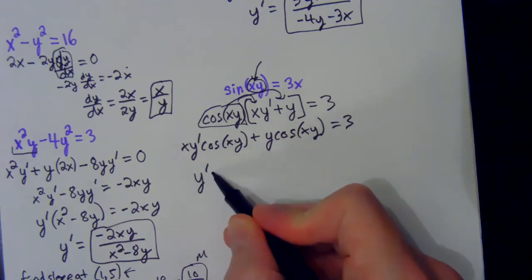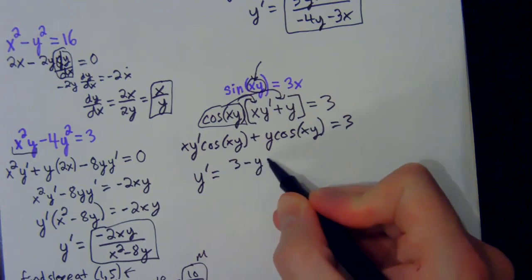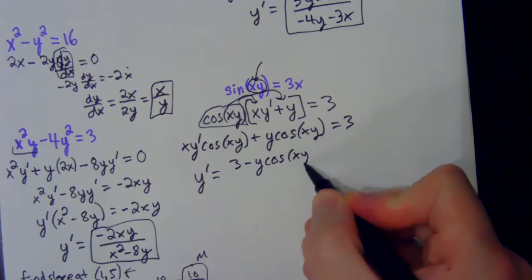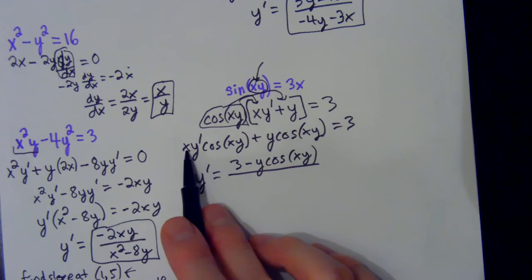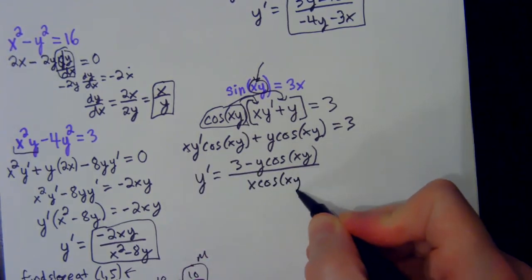So I'm just going to solve for that y prime. I'm going to subtract this to the other side, and I'm going to divide both sides by the x in that cosine of xy.